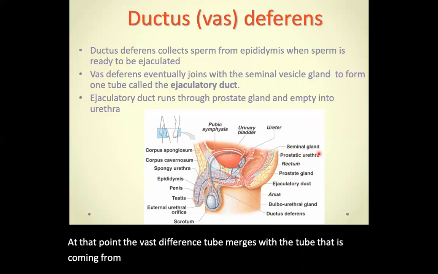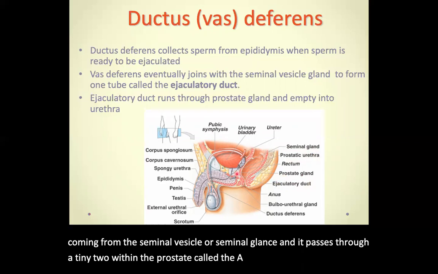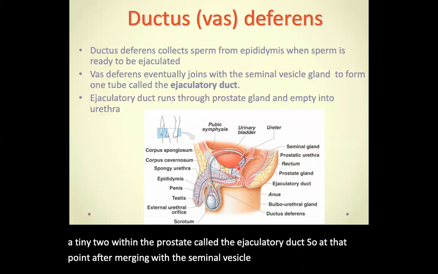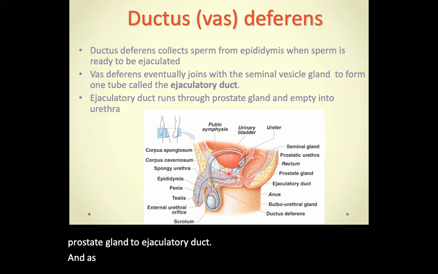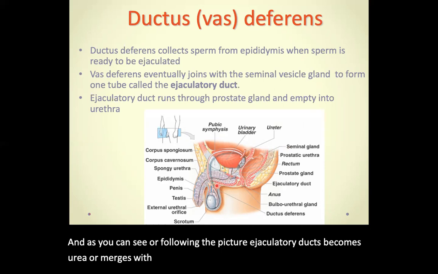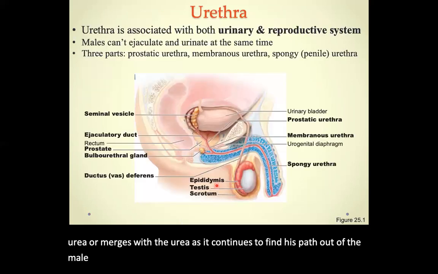or seminal gland, and it passes through a tiny tube within the prostate called the ejaculatory duct. So at that point, after merging with the seminal vesicle tubules, we don't call it vas deferens anymore. It changes the name as it passes through the prostate gland to ejaculatory duct. And as you can see or follow in the picture, ejaculatory duct merges with the urethra as it continues to find its path out of the male reproductive system.